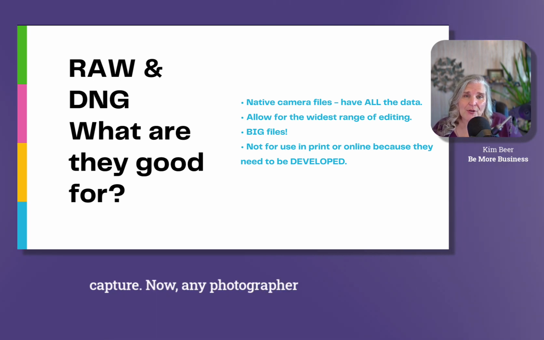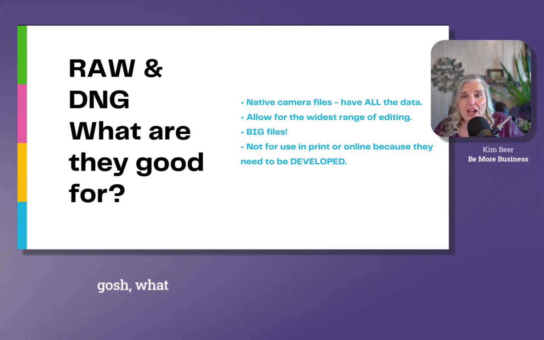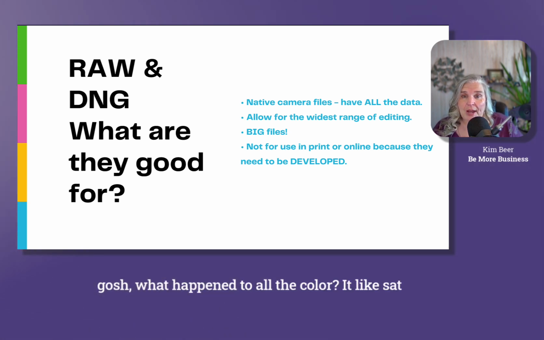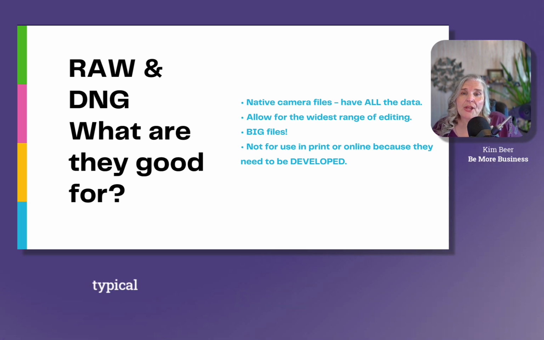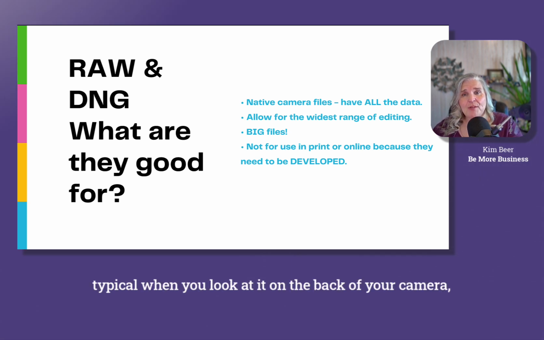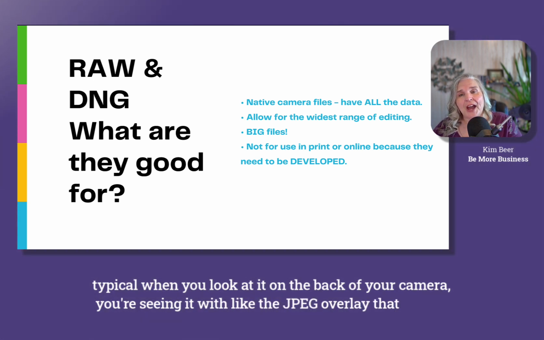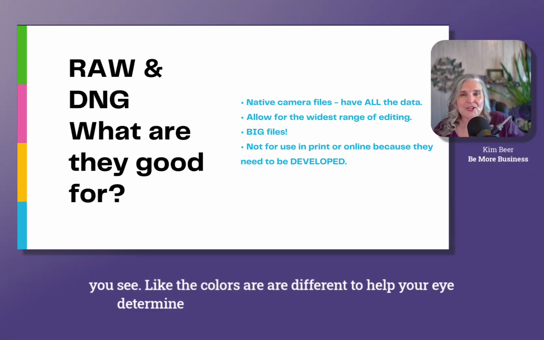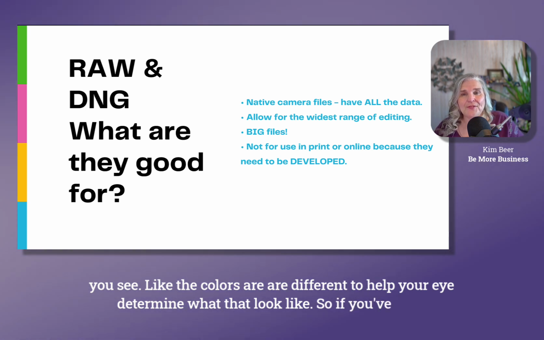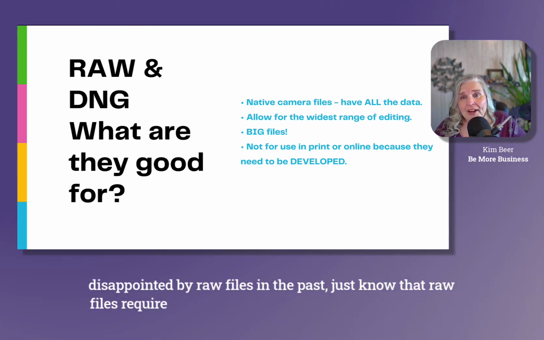Now, any photographer who's not familiar with RAW, the first time they shoot in RAW, they're like, oh my gosh, what happened to all the color? It sapped all the color out of my image. Trust me, the color is there. But when you look at it on the back of your camera, you're typically seeing it with a JPEG overlay that lets you see colors that help your eye determine what it should look like. So if you've been disappointed by RAW files in the past, just know that RAW files require editing.